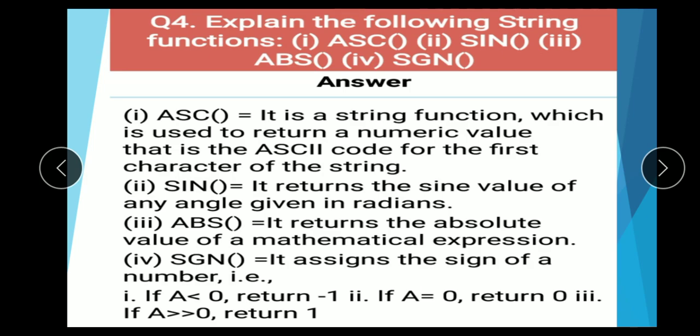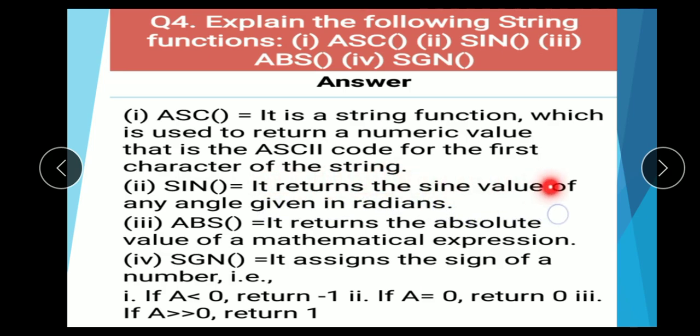Question number 4. Explain the following string functions. First, ASC function, second, SIN function, third, ABS function, and fourth, SGN function. So, I'll discuss one by one. First, ASC function. It is a string function which is used to return a numeric value that is the ASCII code for the first character of the string. Means it provides the ASCII code of the first character of the string.